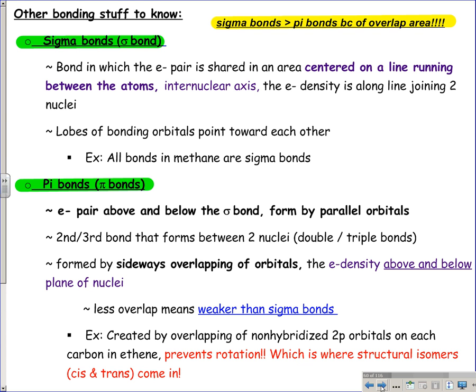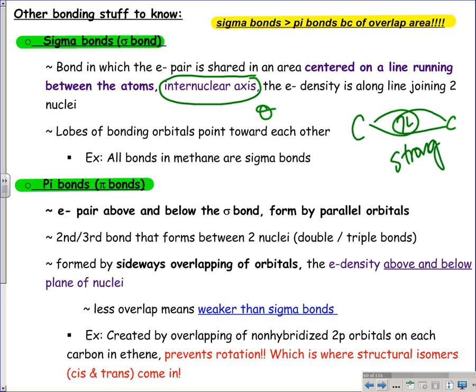I didn't say the word internuclear axis earlier, and I meant to. The sigma bond exists directly between two atoms, so it's called internuclear because it's between the nuclei, right? That word internuclear refers to vast overlap, like this carbon is really overlapping with this carbon. So this high amount of overlap allows for a strong sigma bond.